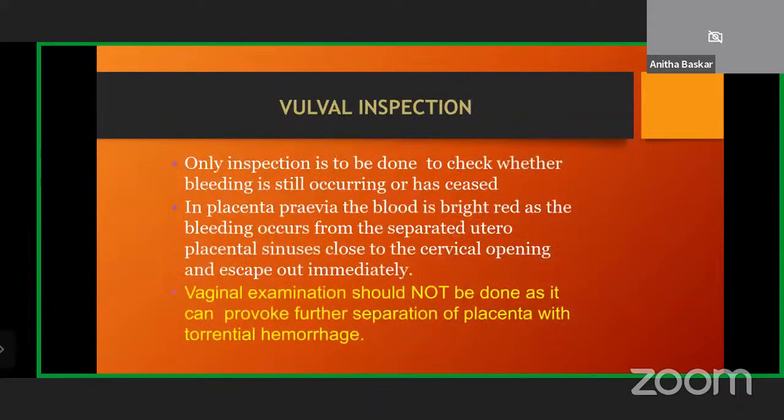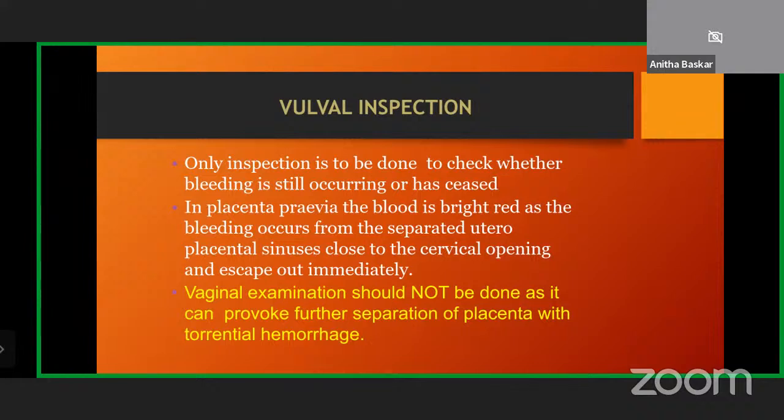It is vulval inspection. Here you can see, it is very, very important. What is the color of the blood in the placenta previa? Usually bright red blood occurring from the separated uteroplacental sinus close to the cervical opening and escaping out immediately. In abruptio placentae, the color of the blood will be altered.